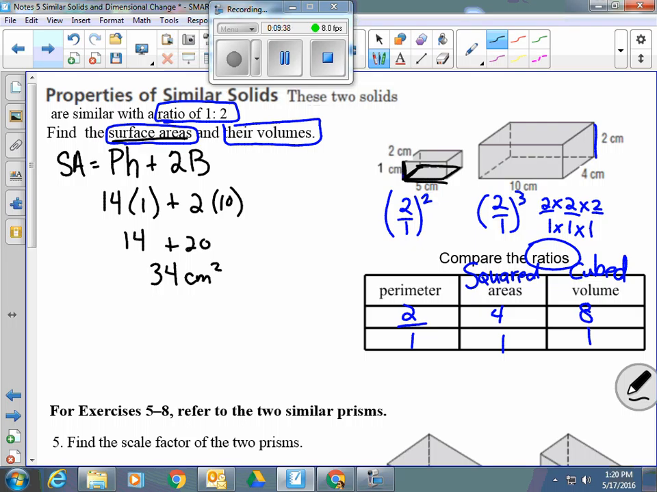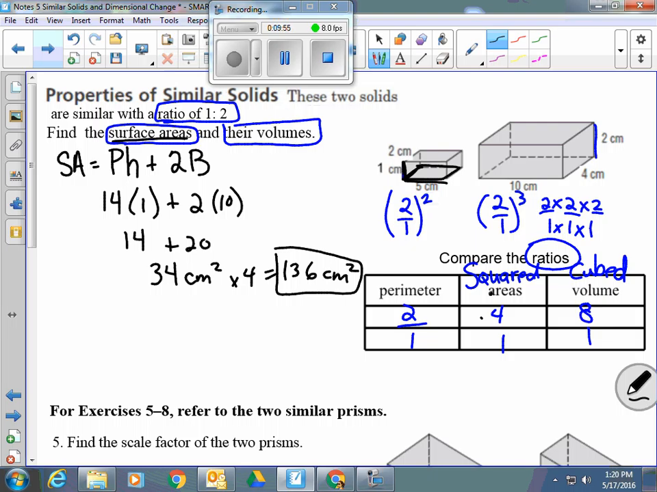I don't have to go and rework it. I can just say it's going to be 4 times bigger because we're talking about area, and that magic number is going to be times 4. So 34 times 4 is 136. So my new shape, my big one, should be 136 centimeters squared.